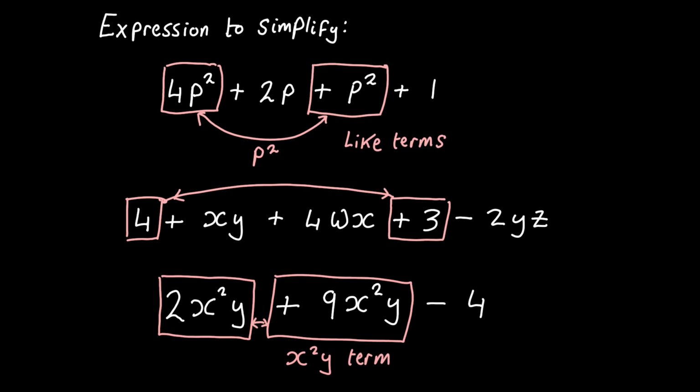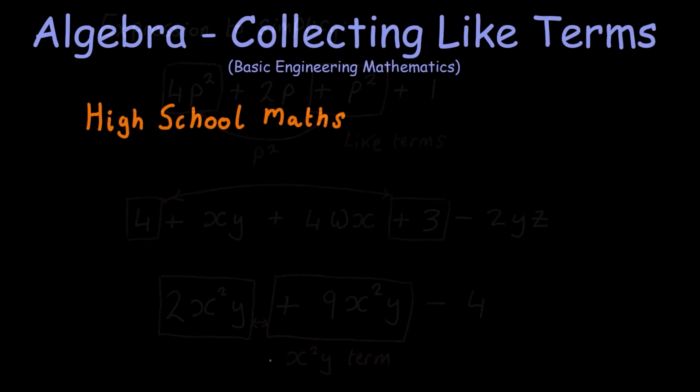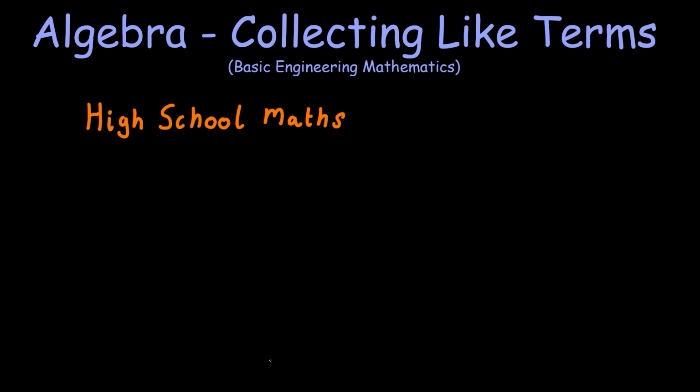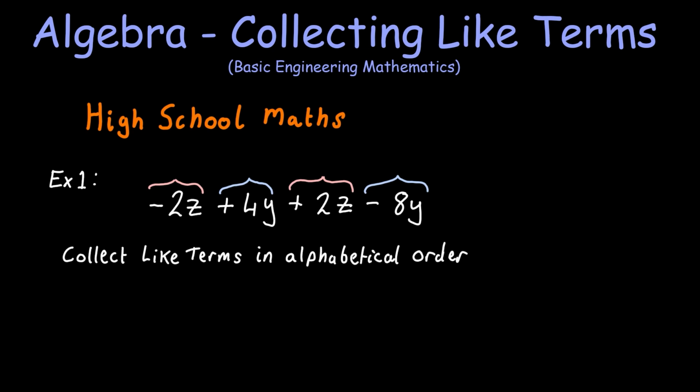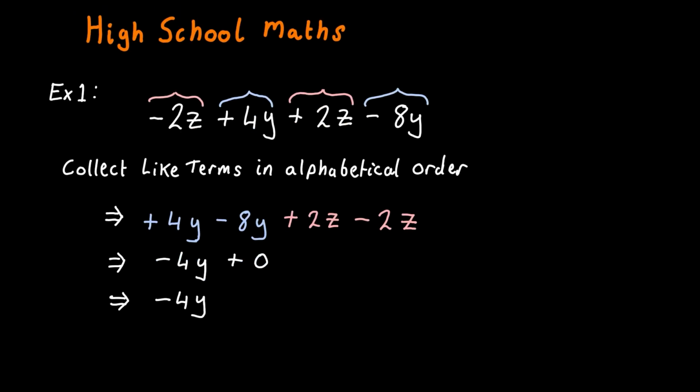So let's go over some examples now of simplifying expressions by collecting like terms. And when we collect like terms, we're only interested in the subtraction and the addition operators. So in example 1, we have two separate like terms, the y term and the z term. And when we collect these terms together in the next step, we always do this in alphabetical order. So we collect the y terms first. And with the z term, we've got a 2 multiplied by z and a minus 2 multiplied by z, and this cancels out. So we end up with minus 4y.